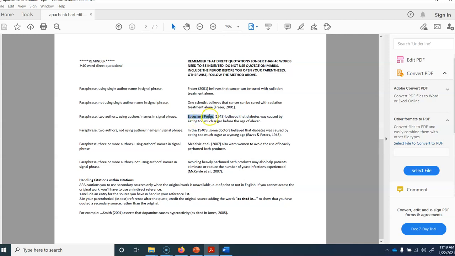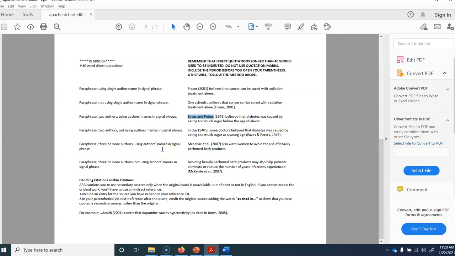So I put in both authors' names, Eves and Peters, and I use "and" between the two, and then I put the year of publication right after their names, 1945, and then I move into my paraphrase. But if I decide not to use their name in my sentence, I'm going to open up a bracket and put in the first author's last name, followed by the ampersand, the "and" sign, the second author's last name, a comma, a space, and the year of publication.